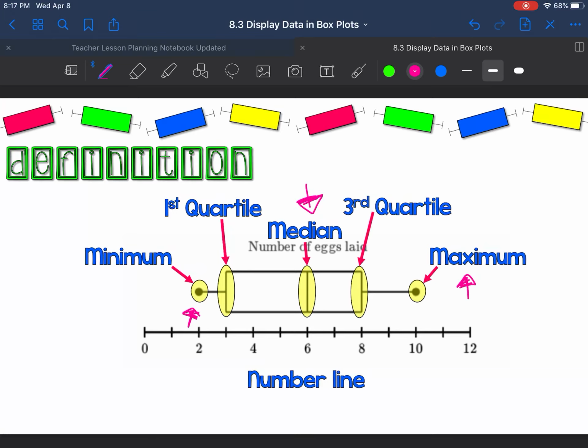Another familiar term that we should know is right here in the middle. Just pointed my little pink arrow to it, the median. Remember, the median is the middle.